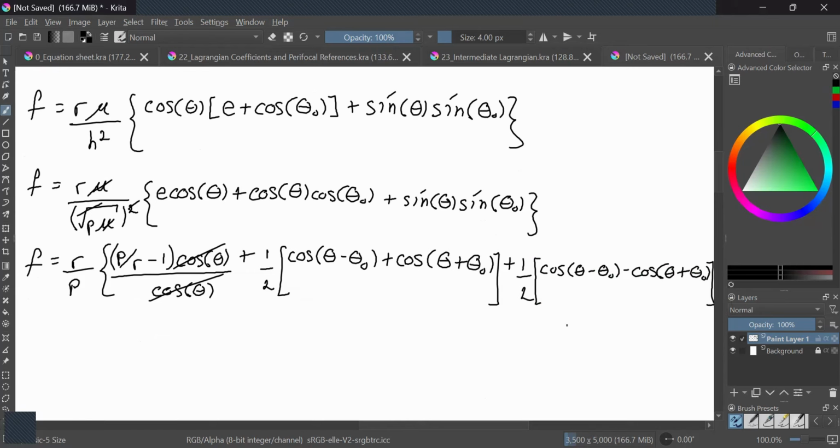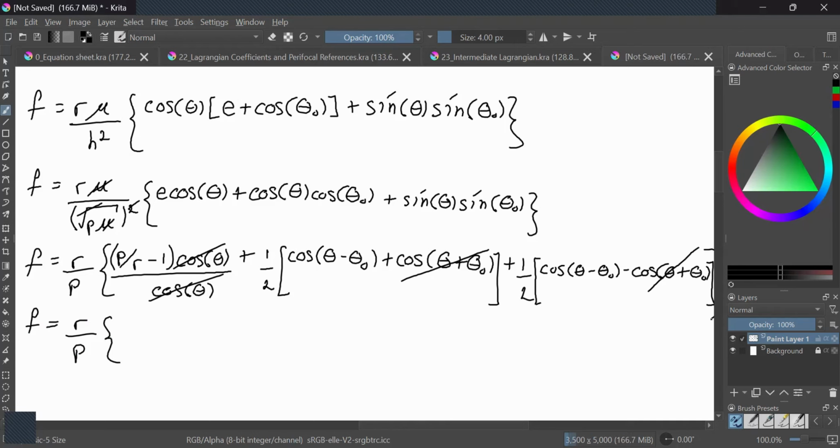Okay. As you can guess, something in all of this mess is going to cancel out. And that looks as though it's going to be the theta plus theta naught terms. So cosine theta plus theta naught cancels with minus cosine theta plus theta naught, you know what I mean. We will then add these two together. We get 2 times cosine theta minus theta naught divided by 2, which will give us R over P.